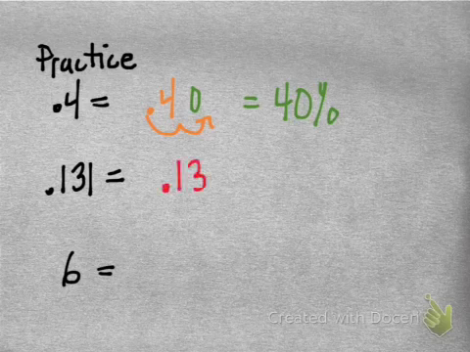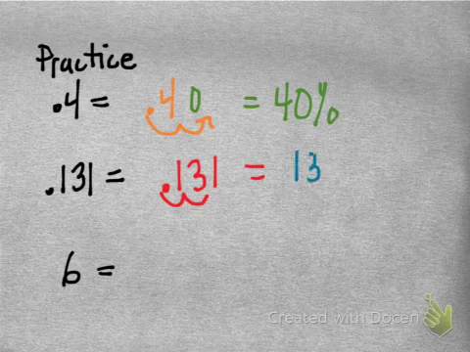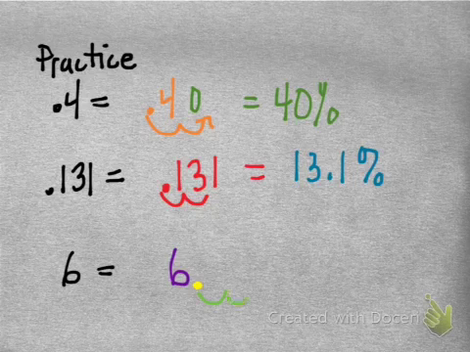It's 0.131. We want to slide it 2 spaces to the left. So that is 13.1%. And on the last one there, 6 is right here. The decimal point on any whole number, remember, is right at the end. So we have to slide that 2 spaces to the right. 1, 2. We would need 2 zeros. And that makes that 600%.